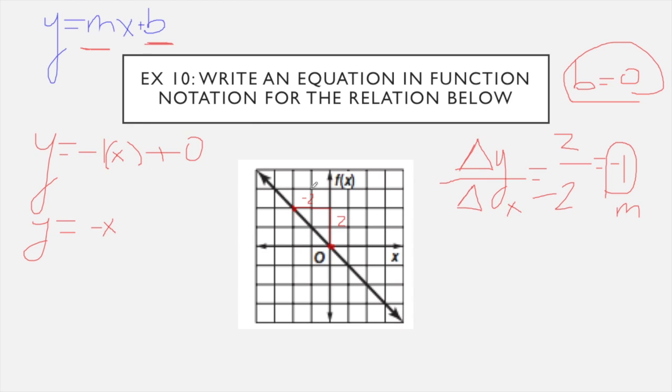So that's good. But remember they said they wanted it in function notation, which means instead of a y, we need to write f of x, like we see there. So we'll change the y to f of x. We know those things are interchangeable. f of x equals a negative x. And now we are all done with that example. Anytime you're asked for function notation, that means change your y to f of x, and everything else should stay the same. So f of x equals negative x. And now we are done with that example.